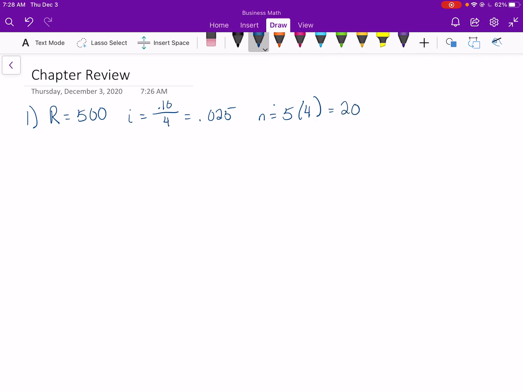And we can use those two to find our accumulation factor on our table, which is 25.54466. So then we use our equation. Our total value of our ordinary annuity is 500 times our accumulation factor, which gives us $12,772.33.